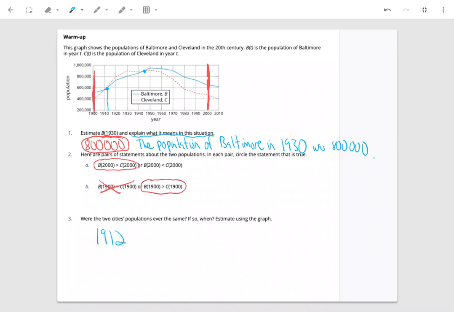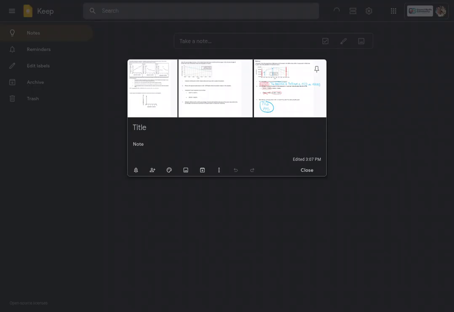Okay. And then the other intersection point was right here. And to me, that looks about halfway between 1940 and 1950. So I'm going to estimate that's 1945. If you said 1944 or 1946, that would be okay. But that would be an estimate of when the two cities' populations were the same. Okay, so that is our warm-up for the lesson for today.